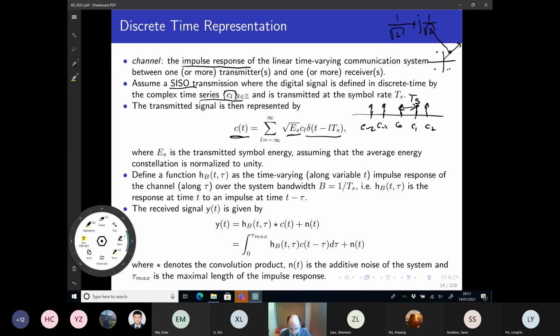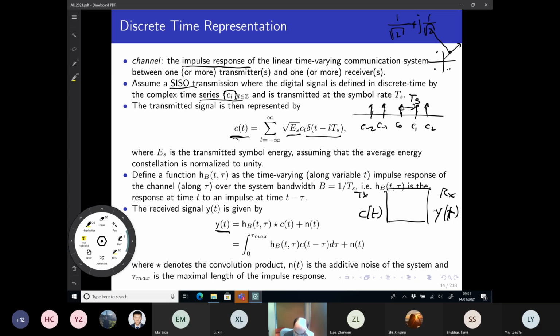Right, so now I have a transmitter. Essentially, I have the sequence c(t) in my transmitter, and I have a receiver, and I will receive at the receiver an observation y(t). So this is what I have at the transmitter, this is what I have at the receiver. And what I have in the middle, which incorporates part of the transmitter and part of the receiver, is a black box. And this black box has a certain impulse response.